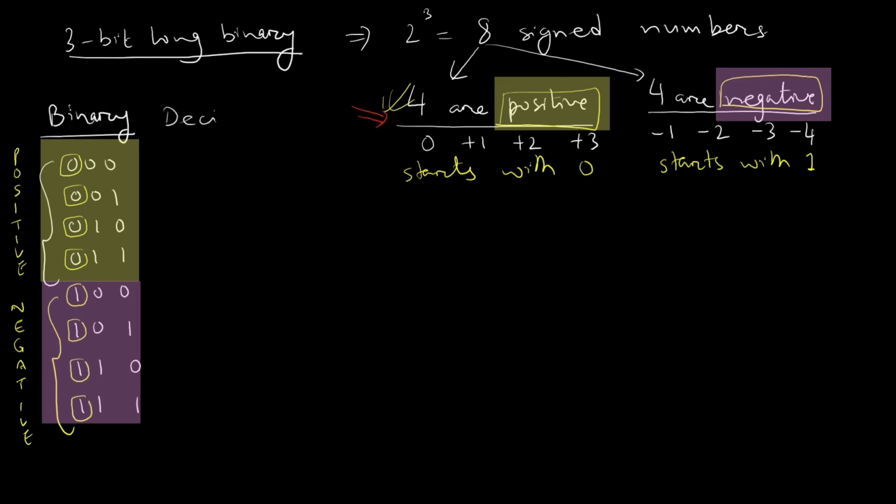Positive numbers are quite easy to represent in binary form. Decimal 0 is binary 000. Decimal plus 1 is binary 001. Decimal plus 2 is binary 010. And decimal plus 3 is binary 011.